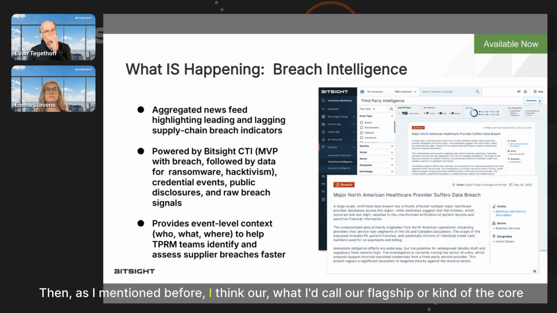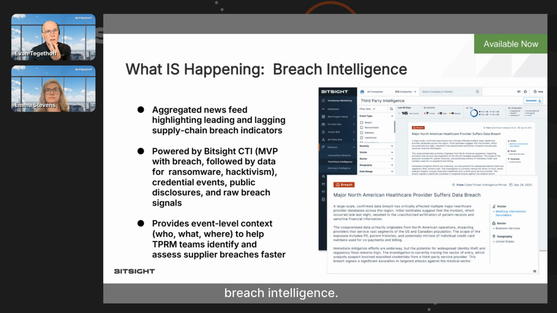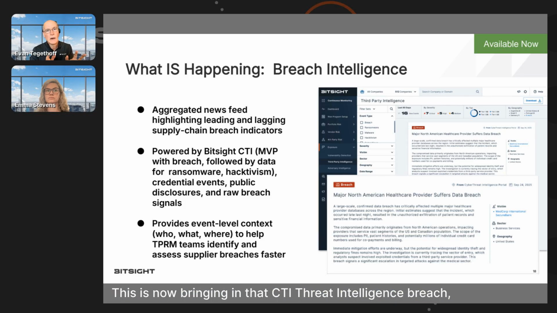Then, as I mentioned before, what I'd call our flagship, or the core of this first step into the Bitsight platform on the TPRM side, is what we're calling Breach Intelligence. I mentioned earlier that we've had a lot of publicly disclosed breach information in the Bitsight platform. This is now bringing in that CTI threat intelligence, breach, even some pre-breach chatter. So this could be mentions of particular companies. This could be mentions of sector focus.